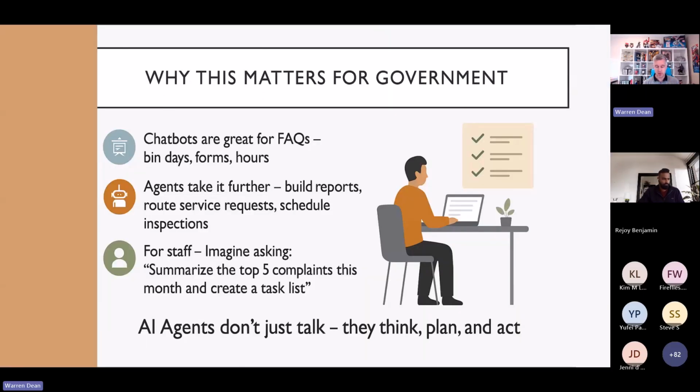And why this is important for you, and obviously for us with a government focus, is chatbots are great for FAQs, but agents take it a little bit further. So an agent can build the report. It can actually complete the request. It can fill out the form and pass those details on. So AI agents, they don't just talk. They think, they plan, and they act for you, and they can do that while you're asleep. So you don't have to prompt them every time.